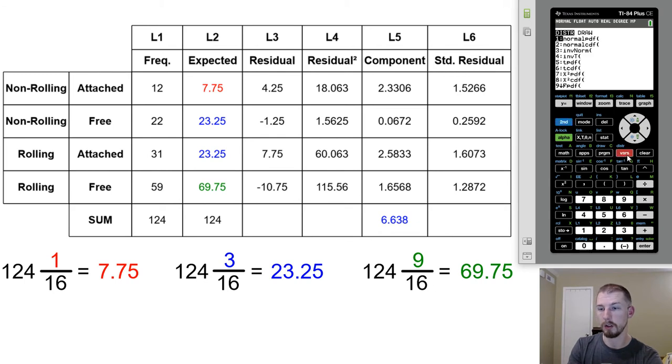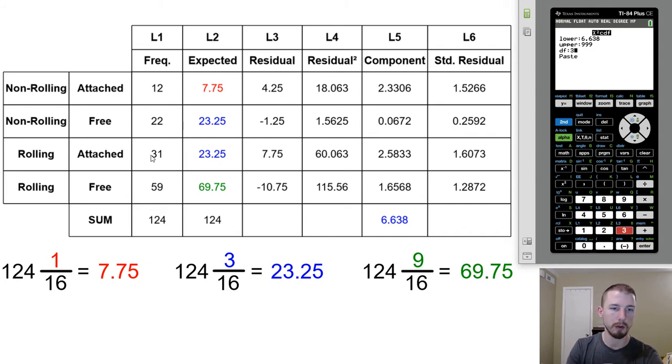chi-squared. So second variables, towards the bottom, we have the chi-squared CDF, which would be the cumulative density function. We're going to take our lower value to be 6.638, which is our chi-squared statistic. We'll go up to positive infinity. How many degrees of freedom do we have? Well, if we have 4 of these all together, so this is a goodness of fit model, it would be 3. So the degrees of freedom would be 3.